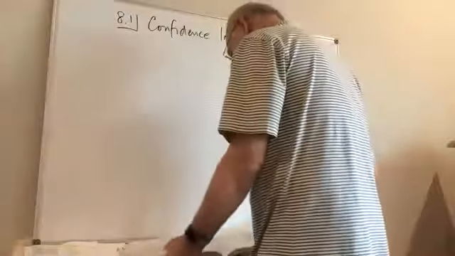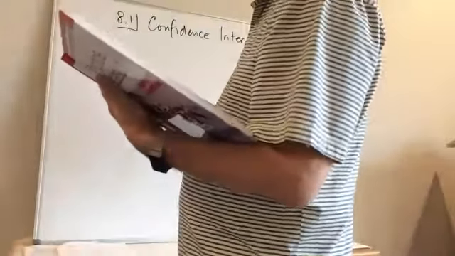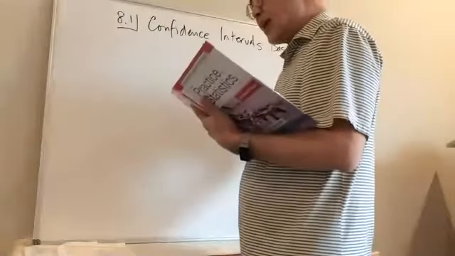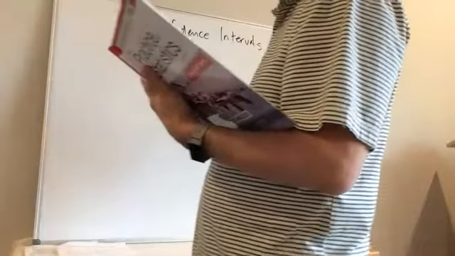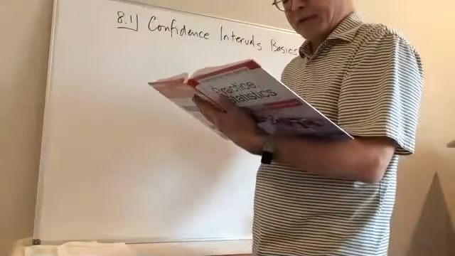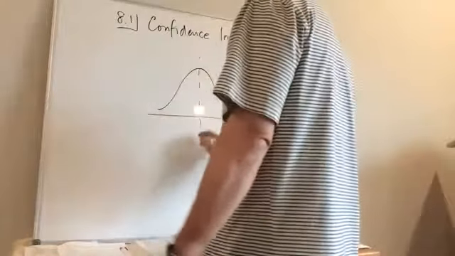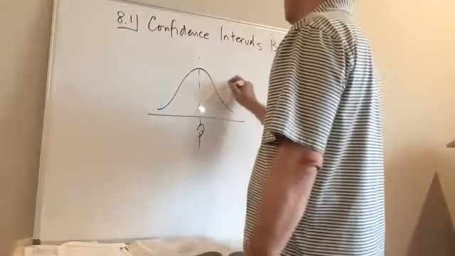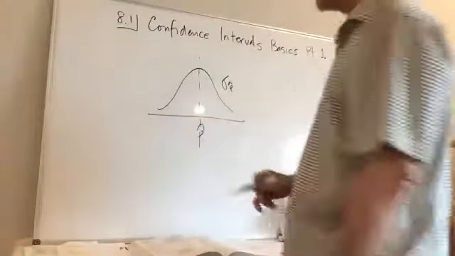Good. So the idea of a confidence interval, okay? The definition on page 497 says a confidence interval gives an interval of plausible values for a parameter based on the sample data. So based on the sample data, the data looks like this, where we have a P hat with a certain sigma P hat.